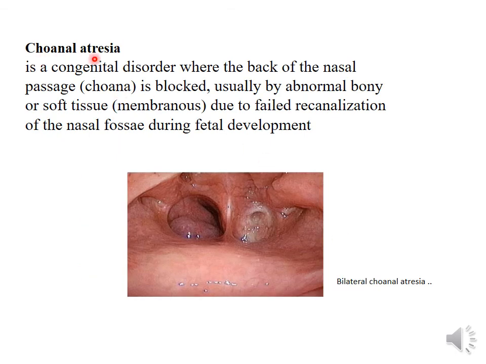Another deformity is choanal atresia. It's a congenital disorder when the back of the nasal passage, the choana, is blocked, usually by abnormal bone or soft tissue membrane, due to failed recanalization of the nasal fossa during fetal development. Here you can see this is blocked on this side, and this is also blocked. This is bilateral choanal atresia.